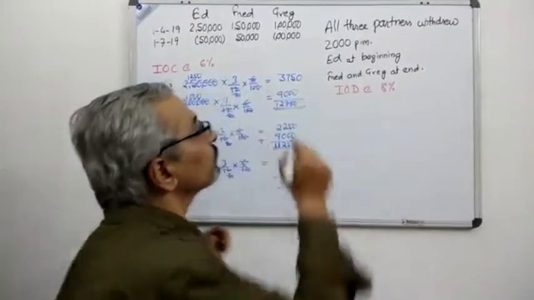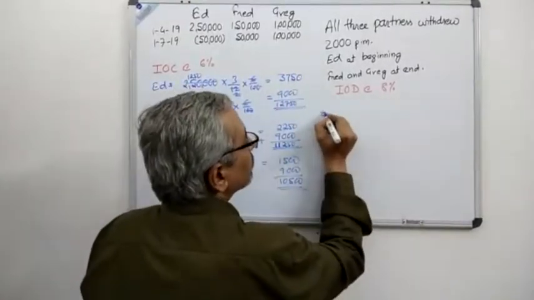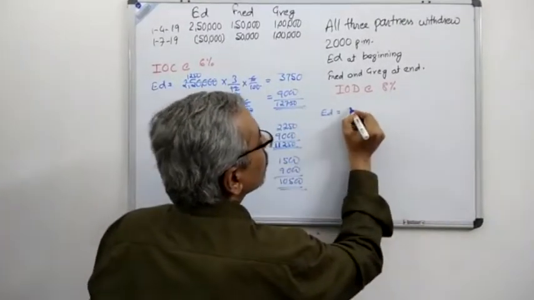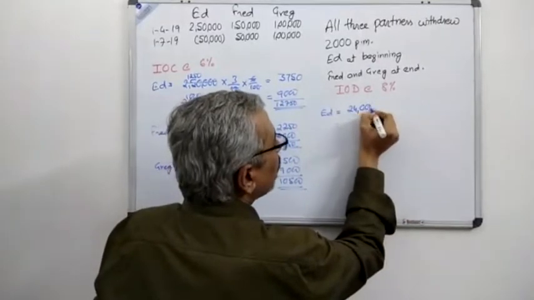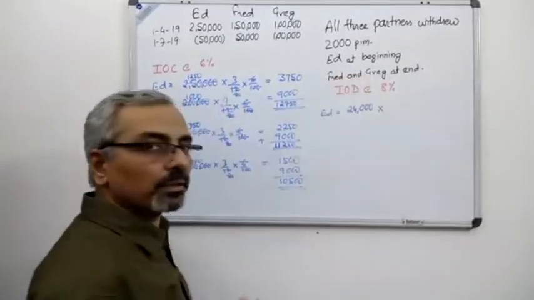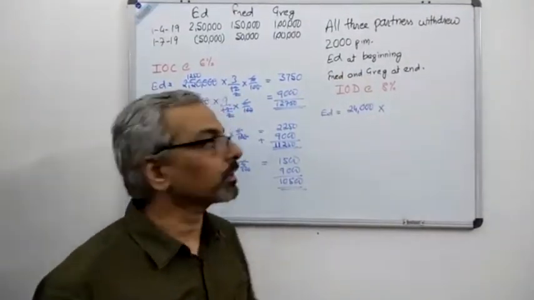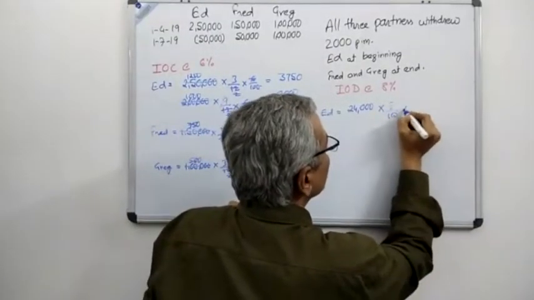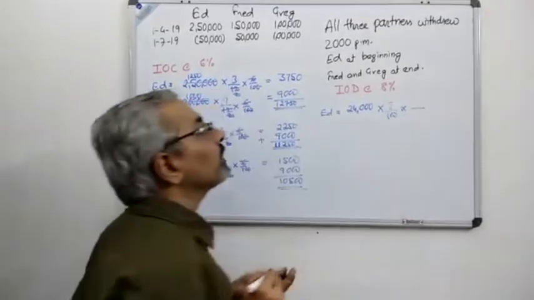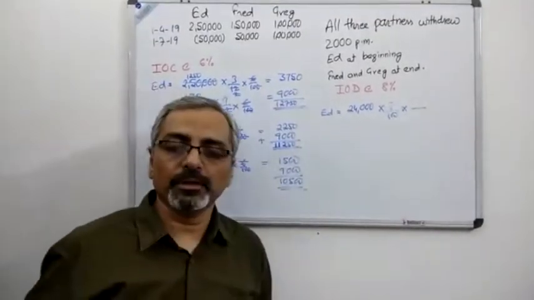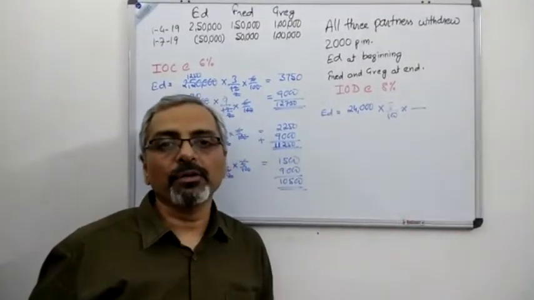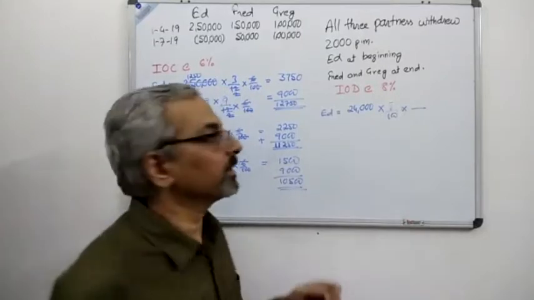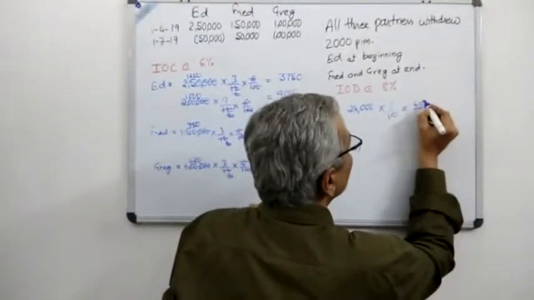First we'll do it for whom? For Ed. And Ed has drawn how much? 24,000. How? 2,000 per month, 12 months in a year, 24,000. And you can see what is the percentage mentioned? 8%. And what will be the time? It is at the beginning of every month. If you remember the formula, beginning of every month will be 6.5 months. So we are calculating it for 6.5 months.